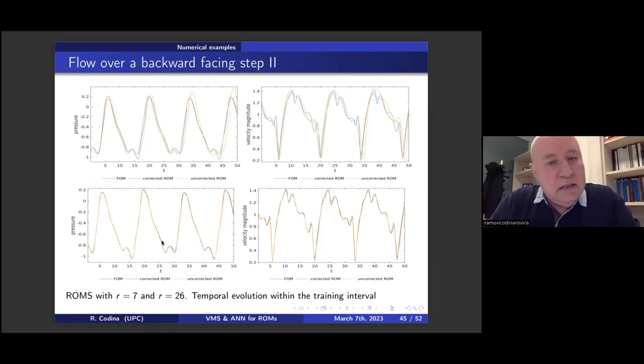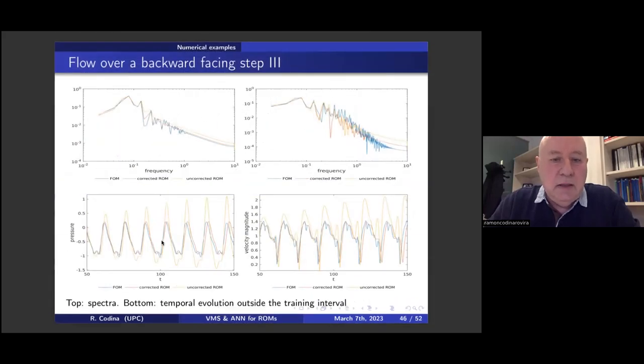So that means that the snapshots were taken between 0 and 50. But if you go outside the training interval, the situation is significantly more pronounced. If you look at the pictures on the bottom, which is again the temporal evolution, on the left you see the pressure evolution, and on the right you see the evolution of the velocity magnitude. You see that the uncorrected ROM is departing quite significantly from the FOM, and in fact it seems to be even unstable, whereas the corrected ROM keeps quite close to the full order model solution. And this is true for both pressures and velocities.